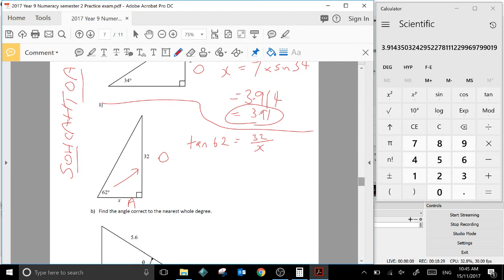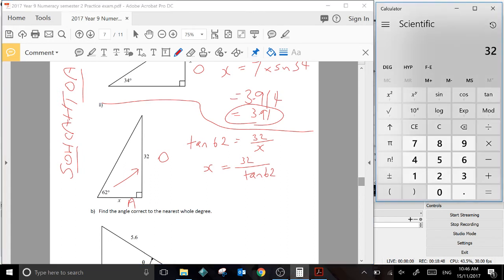And in this question, I've got the unknown on the bottom. So the thing to do when the unknown is on the bottom is literally swap it with the thing on the left-hand side, the tan number, and we'll get an equation that reads x equals 32 divided by tan 62. And you can type that straight into your green calculator.